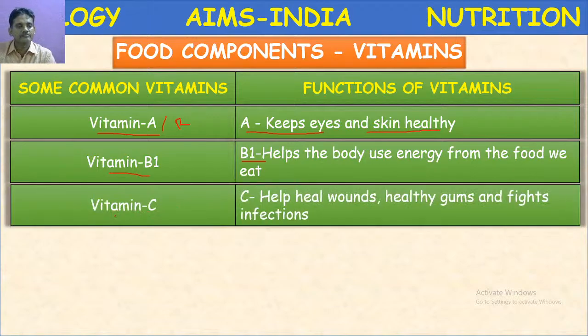Next, vitamin C. Among all the vitamins, vitamin C is a very important vitamin which is required in large quantities. Nearly 500 milligrams are required per day. This vitamin is present in citrus fruits. This vitamin is also called ascorbic acid.